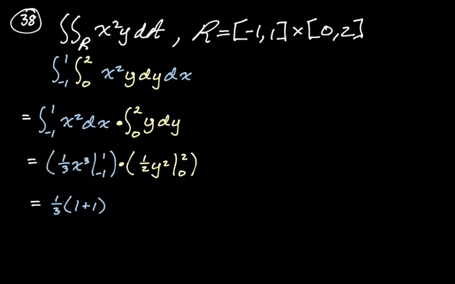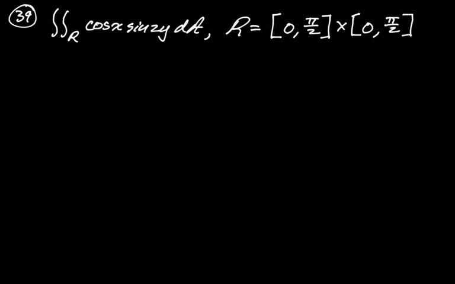Because -1 cubed is -1. And then you'll have 1/2 times 4 minus 0. And then we just clean this up. This will ultimately give us 2/3 times 2, so 4/3. All right, let's look at the next one.